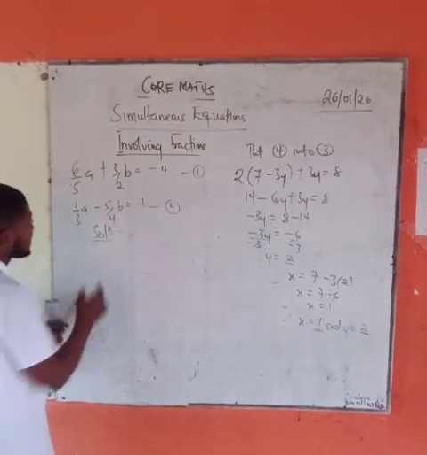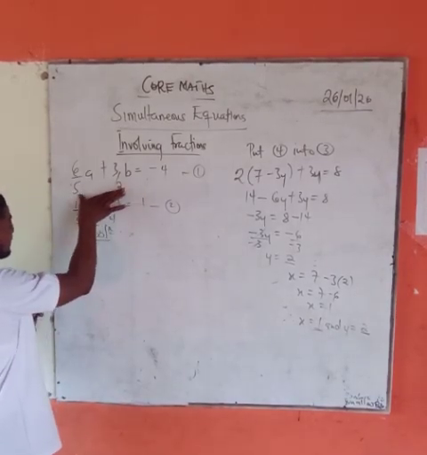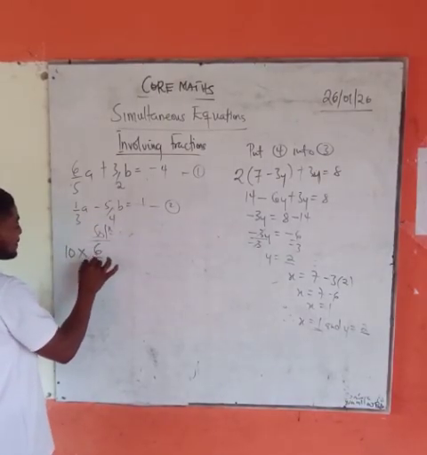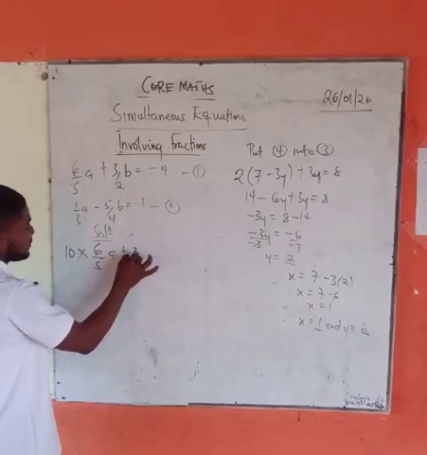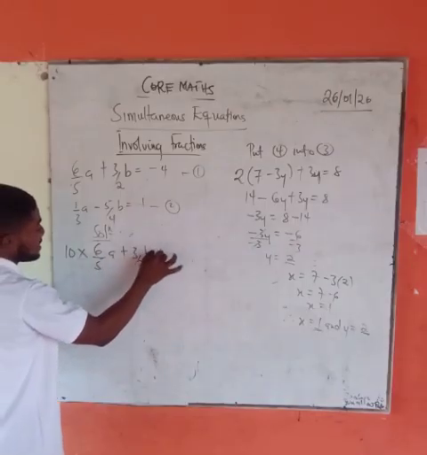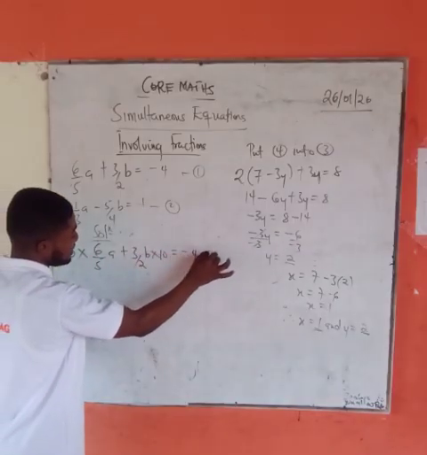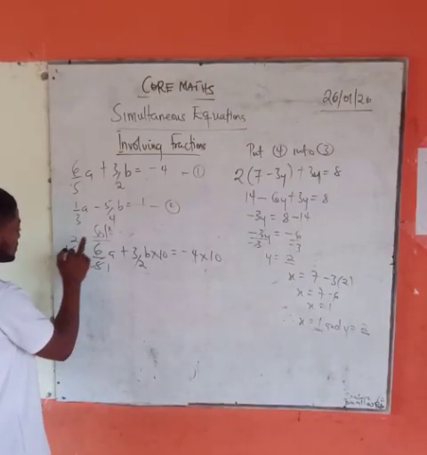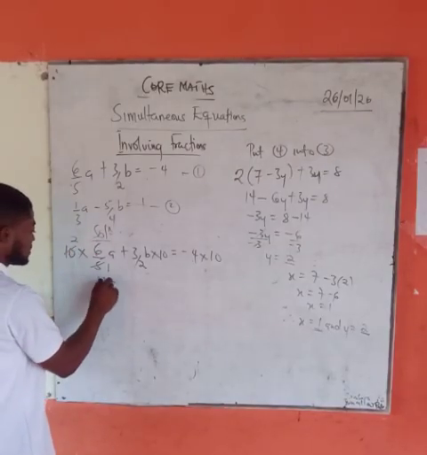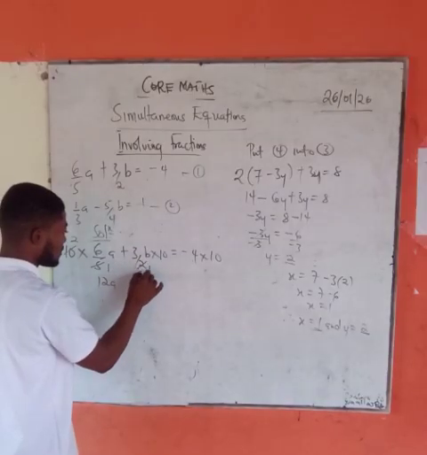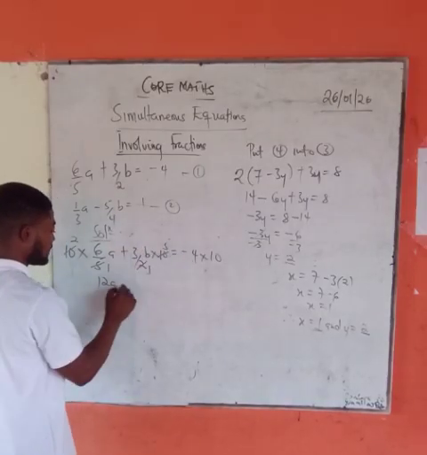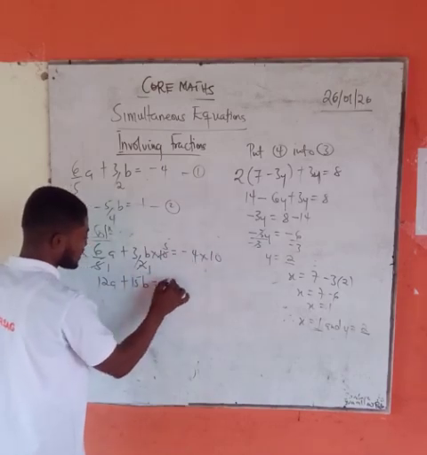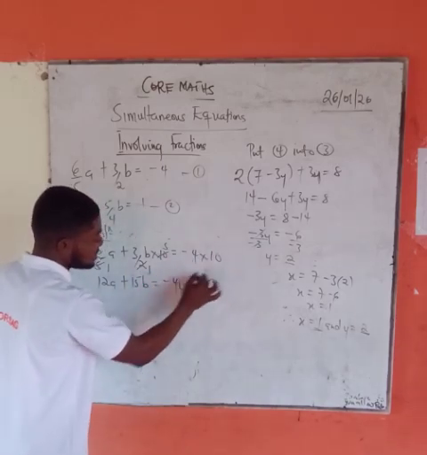Now, first of all, we take 5 and then 2. What's the LCM of 5 and 2? That should be 10. So I have 10 times 6 over 5a plus 3 over 2b times 10 is equal to minus 4 times 10. This gives us 5 here 1, 5 here 2, 2, 6, 12a; 2 here 1, 2 here 5, 3, 5, 15b; minus 4 times 10, minus 40. We can name this as equation 3.